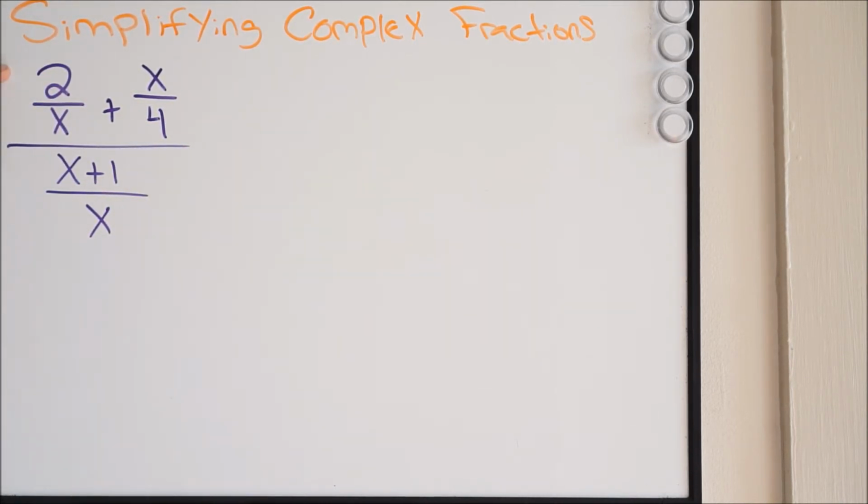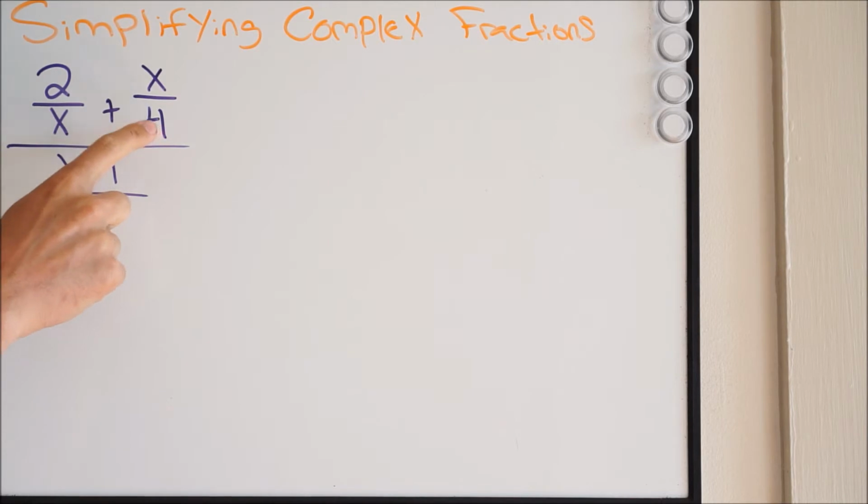So we have 2 over x plus x over 4. Well, that's going to be addition, and we have two fractions, so we're going to have to get the same common denominator. If we want to add fractions, we need the same common denominator. Here I have an x, here I have a 4. We need to get the same common denominator. So what could we use here? Well, we could use 4x.